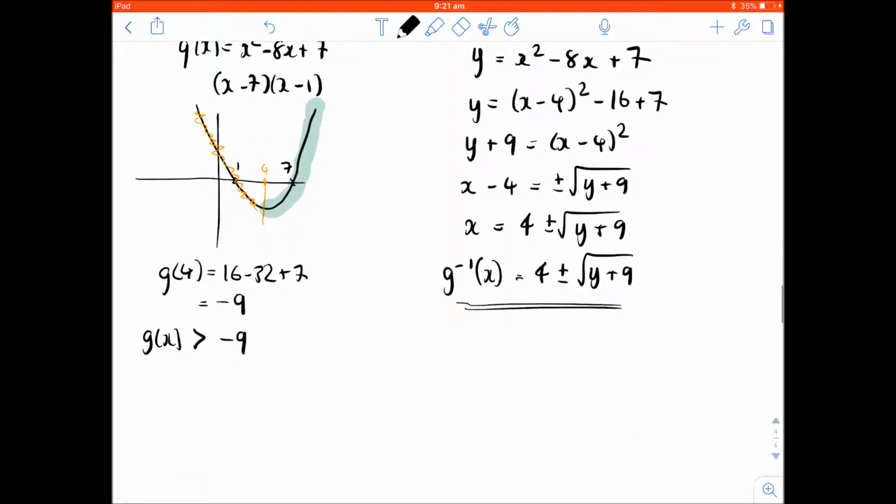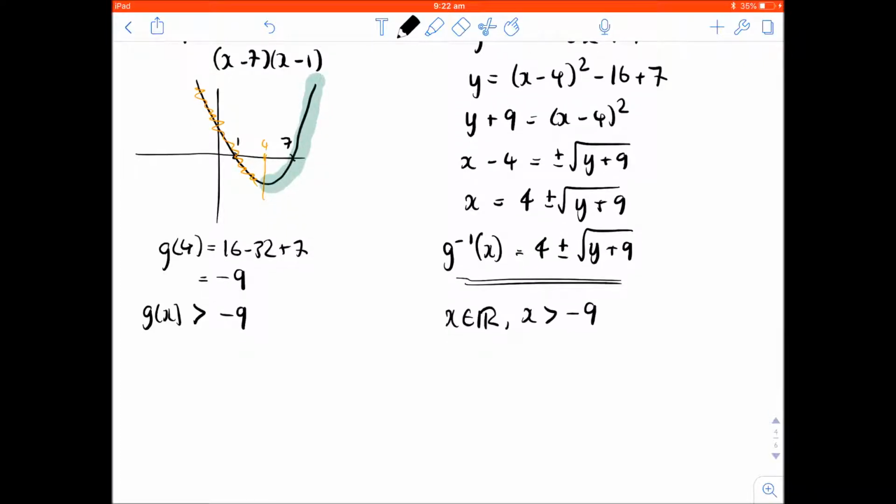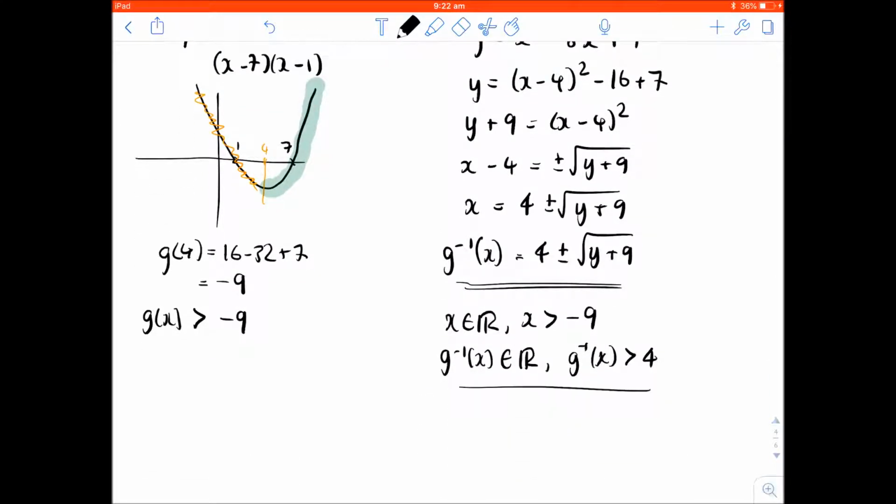And we're asked to state the domain and range. So the domain is x can be any real number so long as x is greater than minus 9, because that was the range of our original function. So the range and domain swap with the inverse. And for the range, we can say that the inverse can be any real number. However, it must be greater than 4, because that was the domain of our original function. So there we've got our equation and we've got our domain and range.